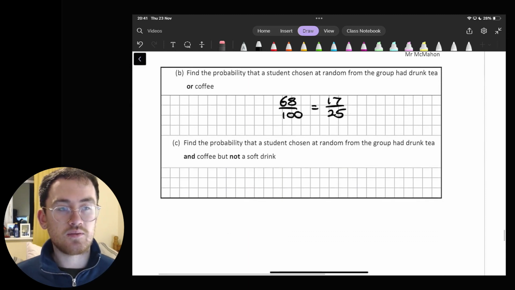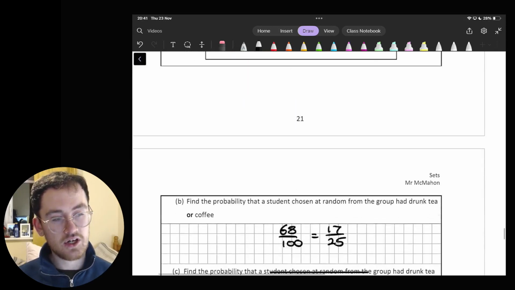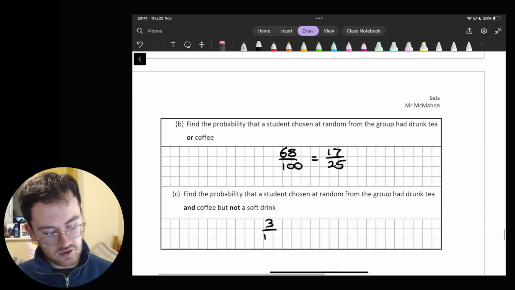The probability then that someone had drunk tea and coffee but not a soft drink, so tea and coffee but not a soft drink, is 3 out of 100.